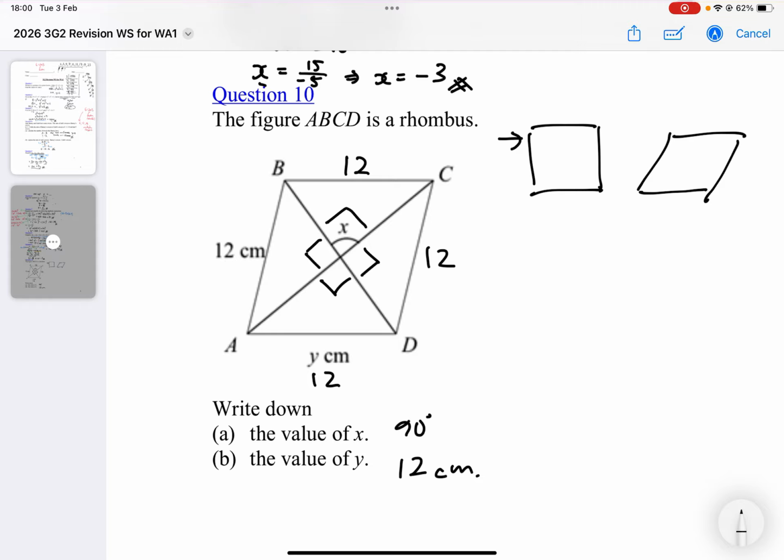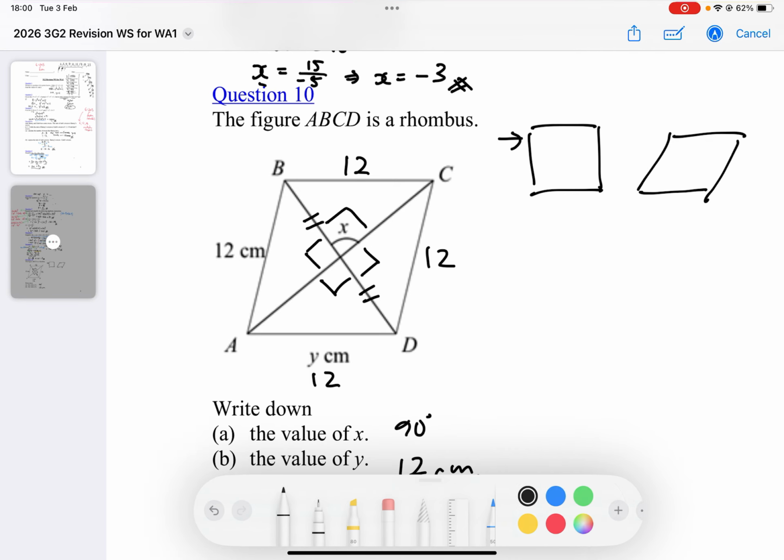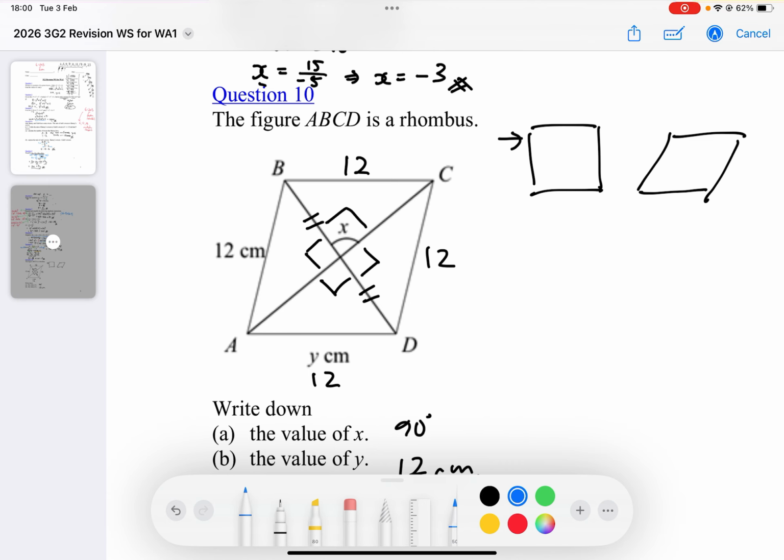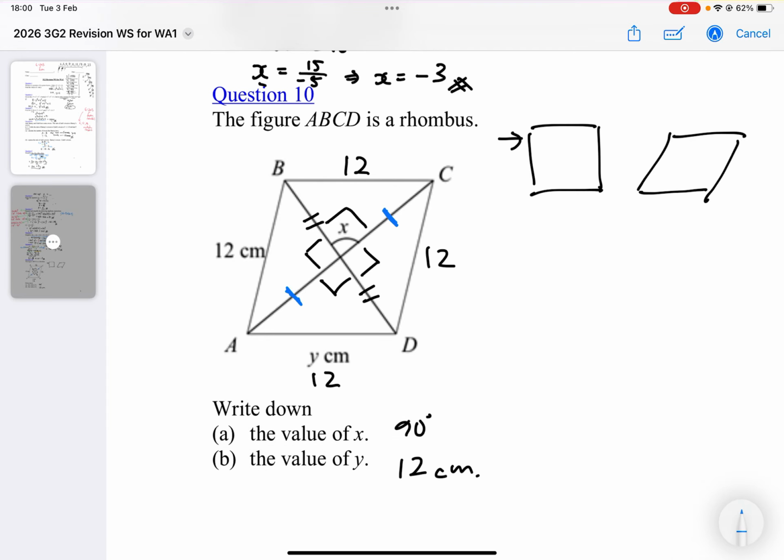Then for the diagonals, B to the middle is the same as the middle to D. They may not be the same as A to the middle and the middle to C, but A to the middle will be the same as the middle to C. The diagonals will bisect each other. Can? Okay, that's all. Good luck, everyone.